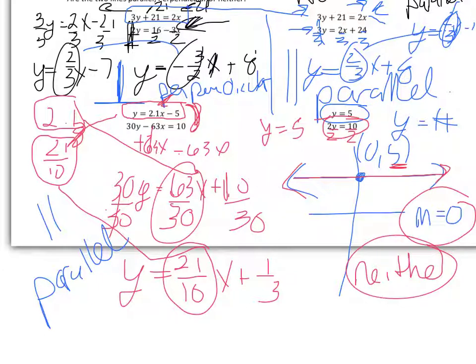So that was parallel, perpendicular, neither. Remember, we're not really graphing them to determine these things. We're solving them for y or f of x, getting them in the slope-intercept form, and then using that and comparing slopes to determine whether or not things are parallel, perpendicular, or in fact neither.